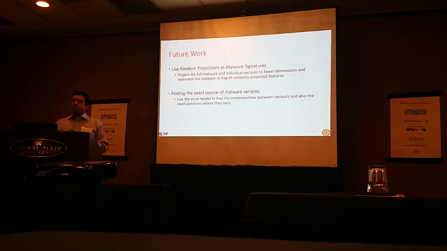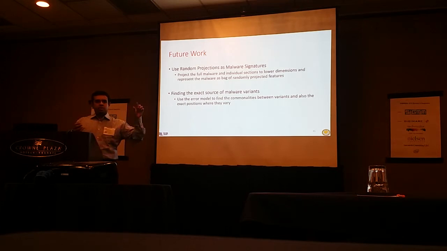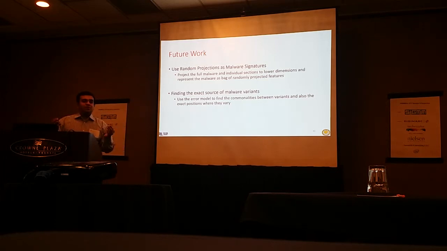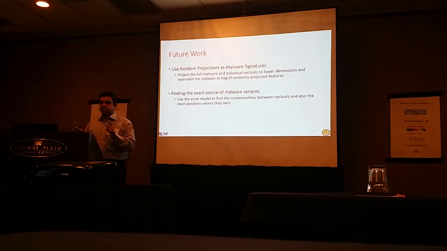So our future work is going to be, in this work, we had projected one full malware to lower dimensions. However, an executable consists of many sections, and it would make more sense to divide an executable into different sections and then randomly project them to lower dimensions. So that you could represent the malware as a bag of randomly projected features and use that bag as a signature rather than using just one single signature.